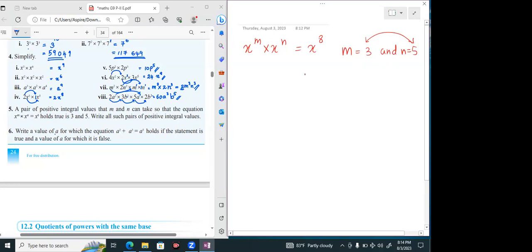m plus n should be equals to 8 because x to the power of m times x to the power of n should be equals to x to the power of 8. That means this sum should be equals to 8.